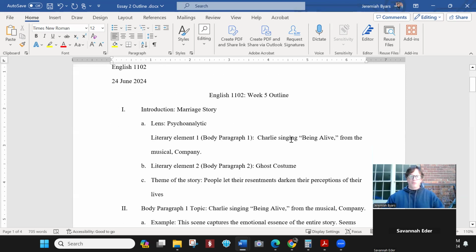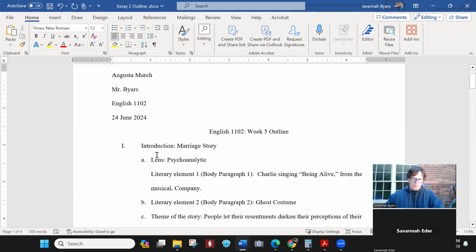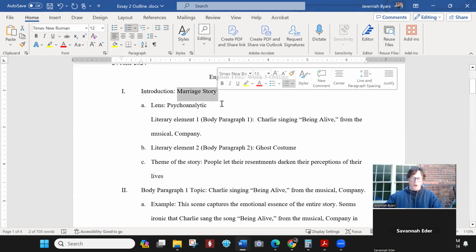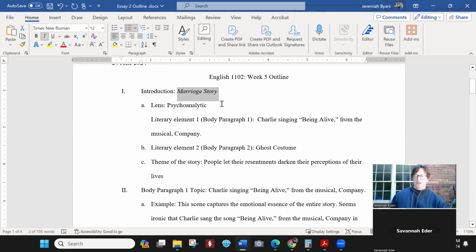A lot of people did not write, for example, here, Marriage Story correctly. That's the name of the film. All films need to be in italics. Marriage Story, Midsummer, all those are in italics. Do not write a film's name in quotation marks, and don't write it in non-italics. It needs to be in italics only.